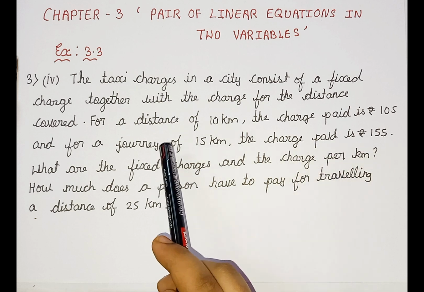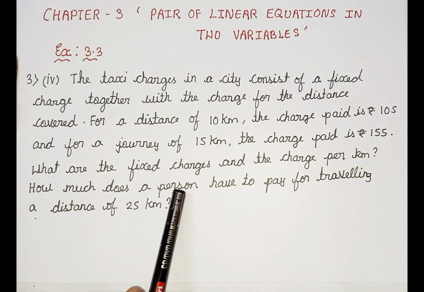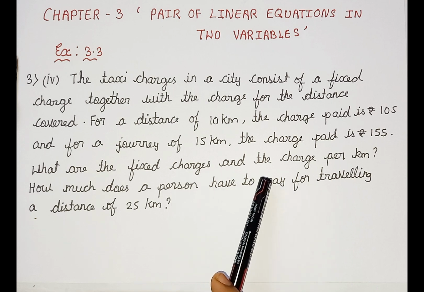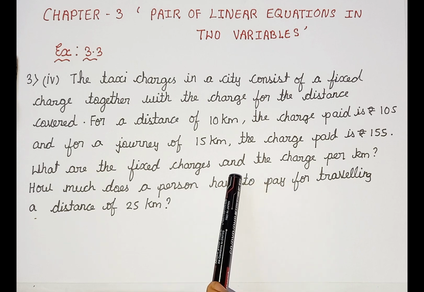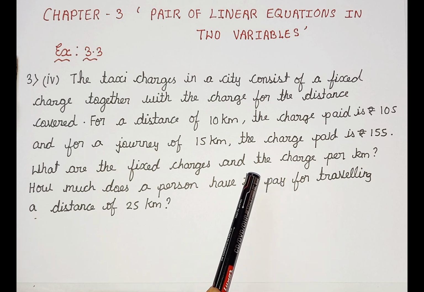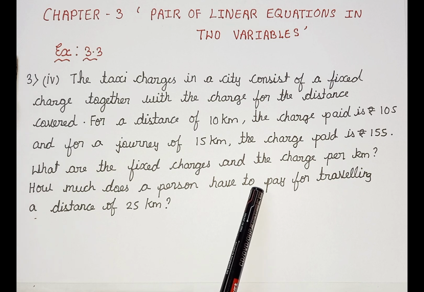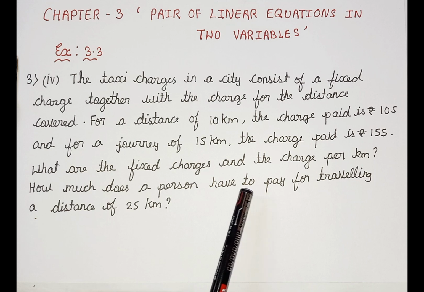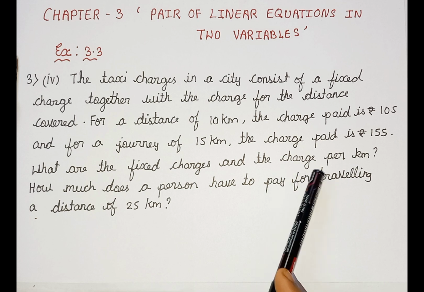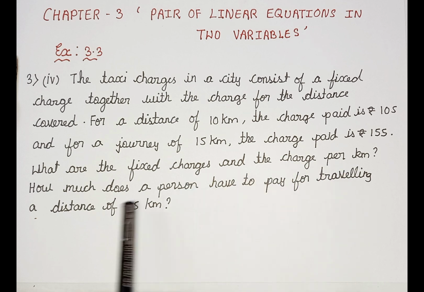Now they are talking about the fixed charge and the charge per kilometer. The charges we are supposed to pay are based on kilometers: how many kilometers we travel, that much amount we have to pay. The taxi driver will say so. But here we don't know how much amount we have to pay, so we are supposed to find the fixed charge and the charge per kilometer. That is the question.